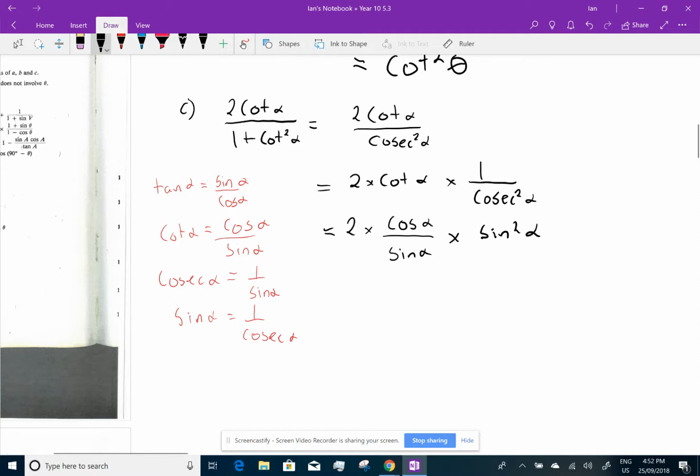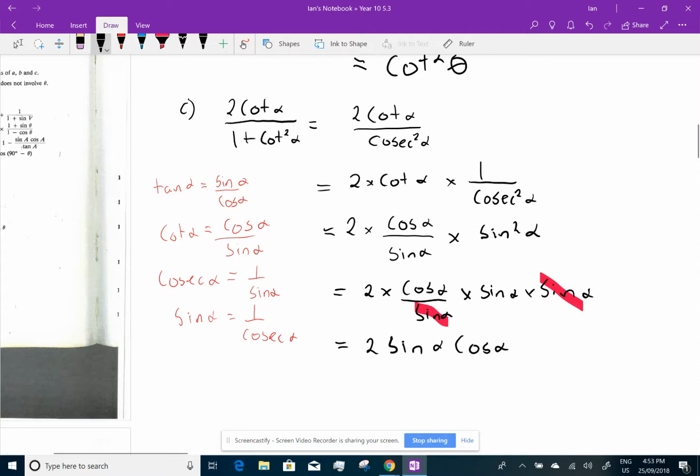Now remember that sine squared alpha, well, I'm going to write it like this because this might make it easier. 2 cos alpha on sine alpha times sine alpha times sine alpha. And that means one of the sine alphas will cancel, which leaves me with 2, now I'm going to write sine first, 2 sine alpha cos alpha. I don't know why, I think that's more convention. And that's how they've written it in the back.